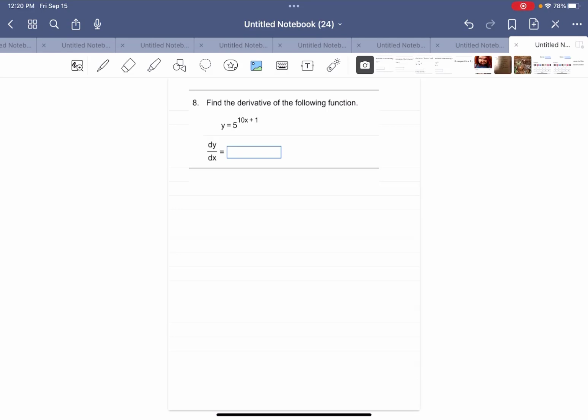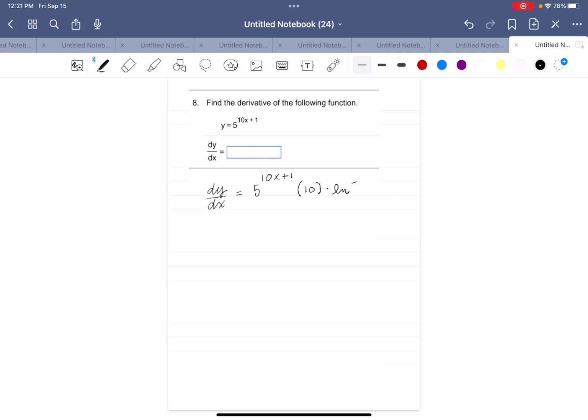Example number 8. Find the derivative of the following function. y equals base 5 to the 10x plus 1. So for this function, we need the rule for exponential functions where the base is not e. So dy dx is 5 to the 10x plus 1 times 10, because that's the derivative of the exponent, times the natural log of the base.